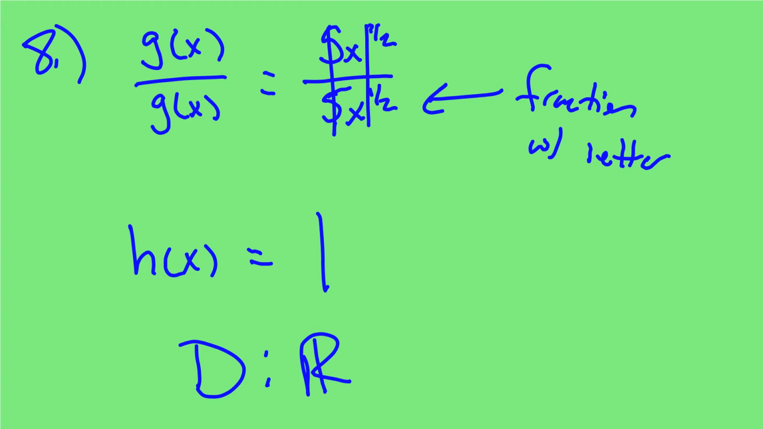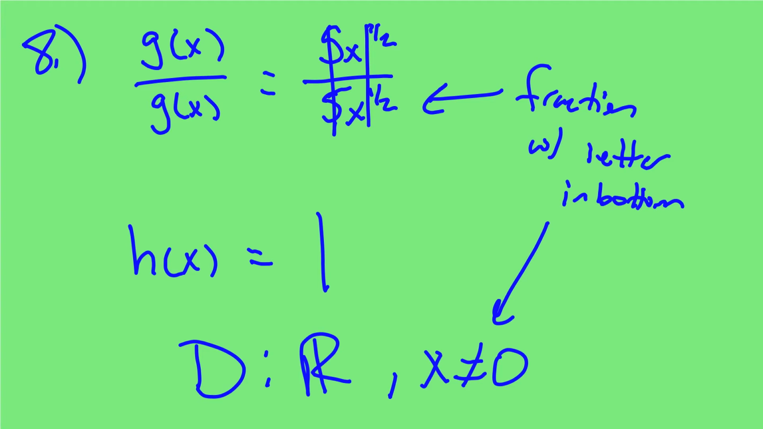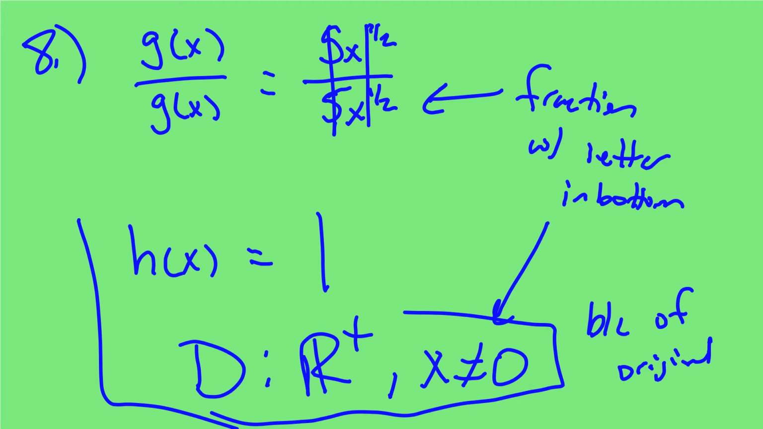I started with a fraction with a letter in the bottom. So I cannot pick 0 to start because it would put 0 at the bottom of a fraction. So you can't do that. So the first thing to do is pick x cannot be 0. Alright. Now I put R plus because of the original. So that's my final answer right there. And that's it for number 8.